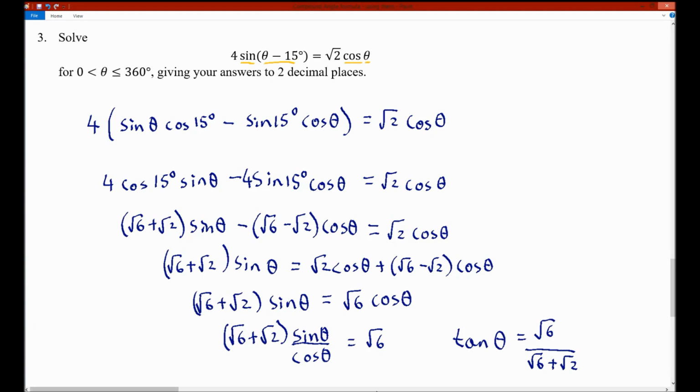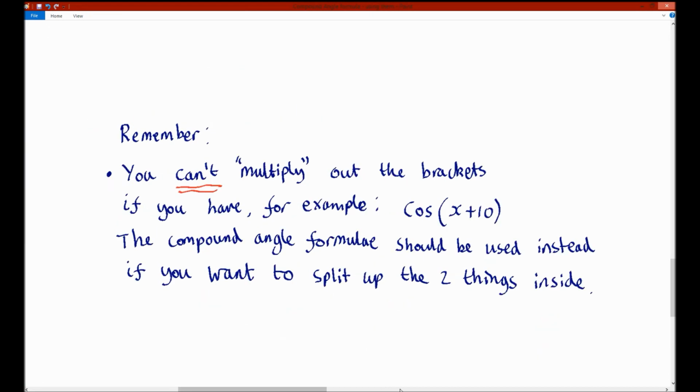It's worth reminding you one last time before you go that you can't multiply out the brackets if you have, for instance, cos of x plus 10. Cos is not a number, it's a function, and same for all the other trig functions, and therefore you can't multiply the brackets because there is nothing to multiply. And instead, this is what the compound angle formula is for, effectively a replacement for that process.